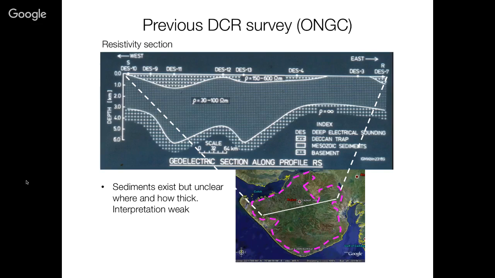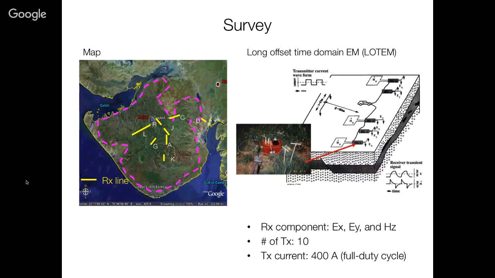They decided to do what's called a LOTEM survey. It's a long-offset time domain EM, with a grounded transmitter. You put in a transmitter, and the transmitter lines were, I don't know, about a kilometer long. And then you measure the electric and magnetic fields along here. Mostly Ex, Ey, and Hz were the ones used, but they could actually measure all components.